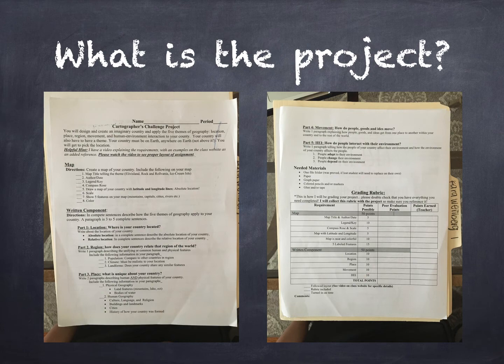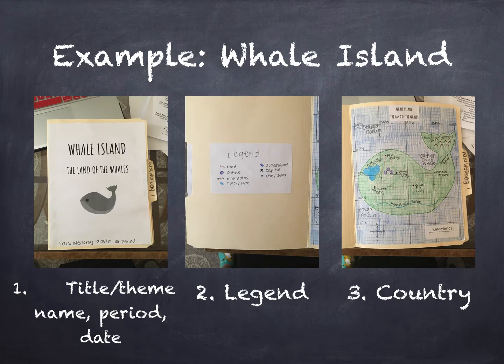So let me take you through my example. I decided to make Whale Island, the land of the whales. Everything on my island has to do with whales, and everything's named after a different type of whale, or part of a whale, or what they eat.